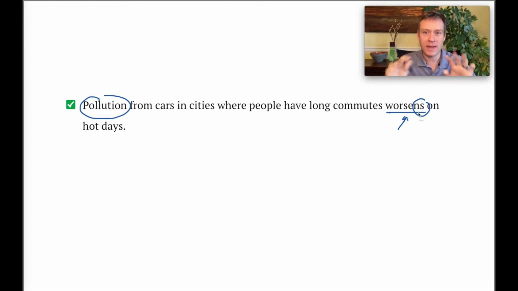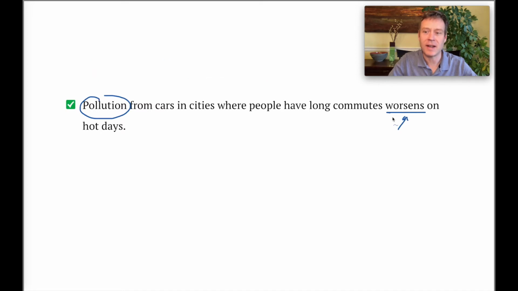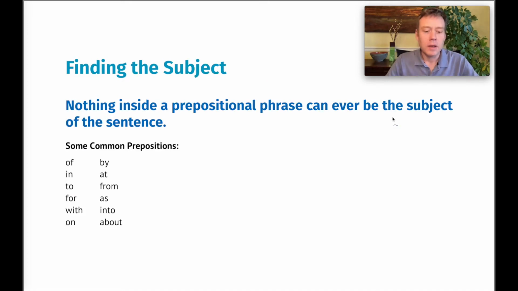So instead of thinking about all that grammar, just say, okay, here's a subject, here's the verb. Would I say pollution worsens, or is it better to say pollution worsen? And in that case, your ear will tell you that it's better to say worsens. So picking the right verb once you've found the subject is actually the easy part. I think the hard part is finding the subject in the first place.